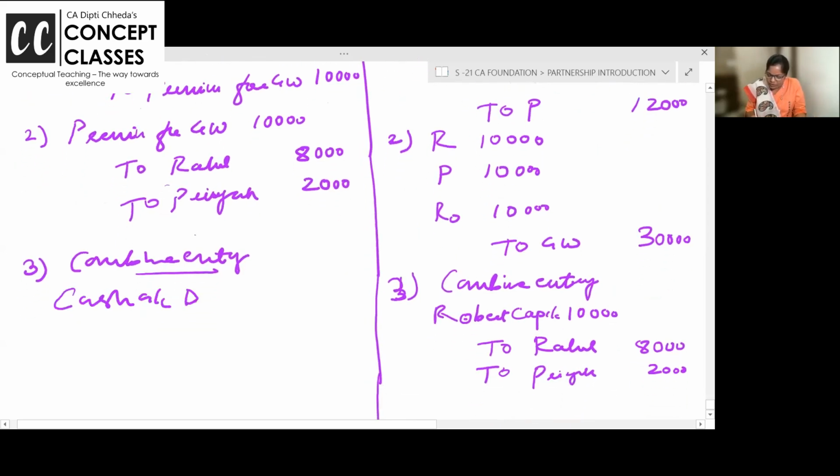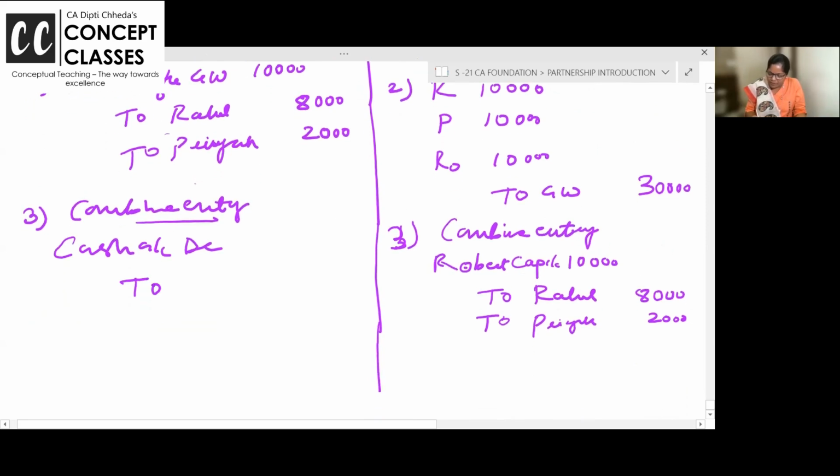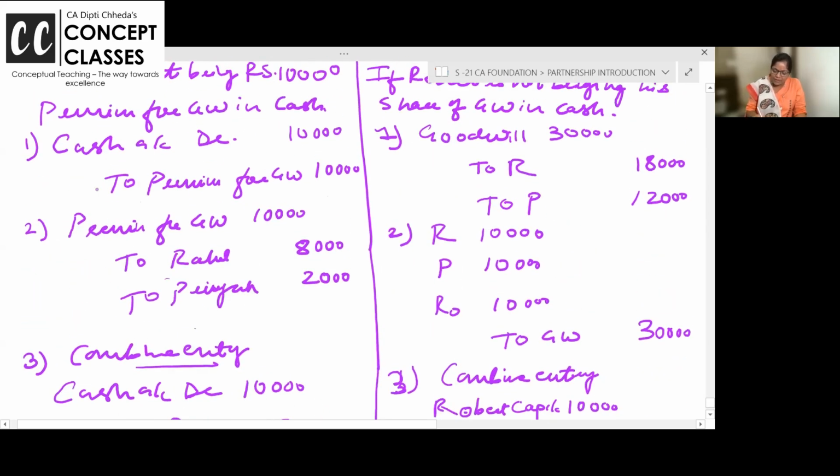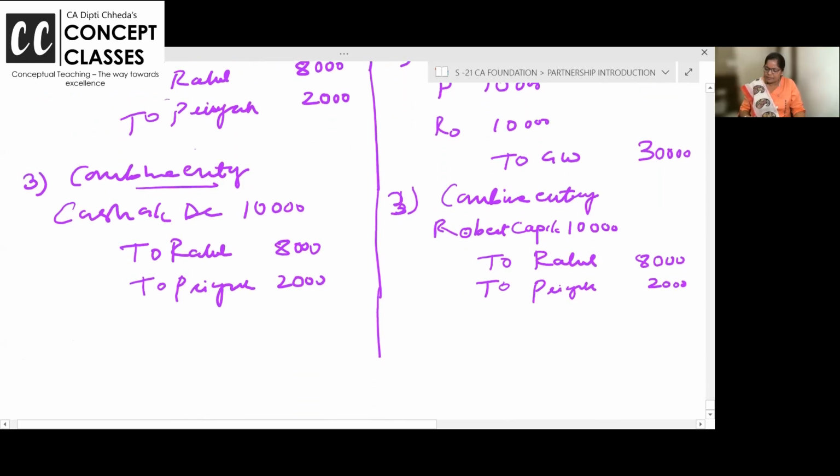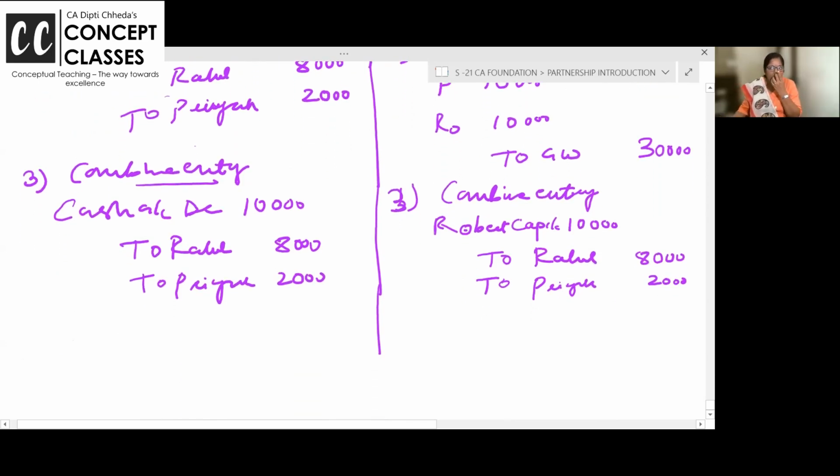Cash account debit to Rahul 8,000, to Priyanka 2,000, 10,000. We have just cancelled this premium and this premium. ये cancel कर लेना. अच्छा है, क्लियर है?